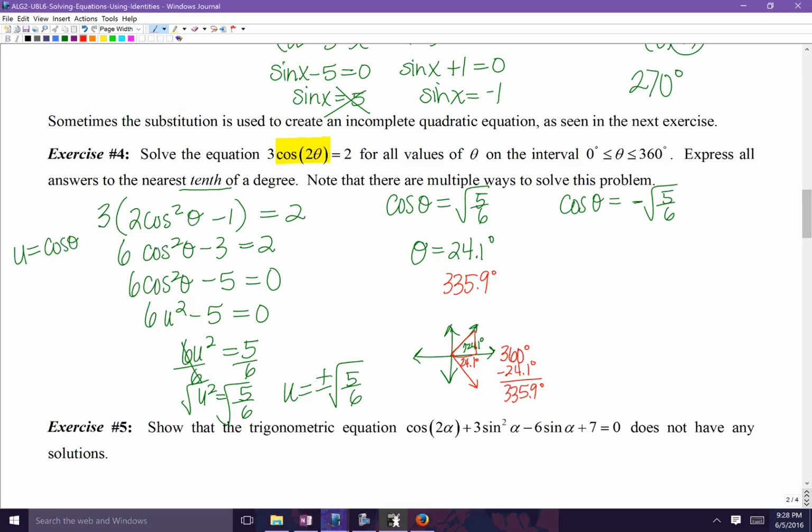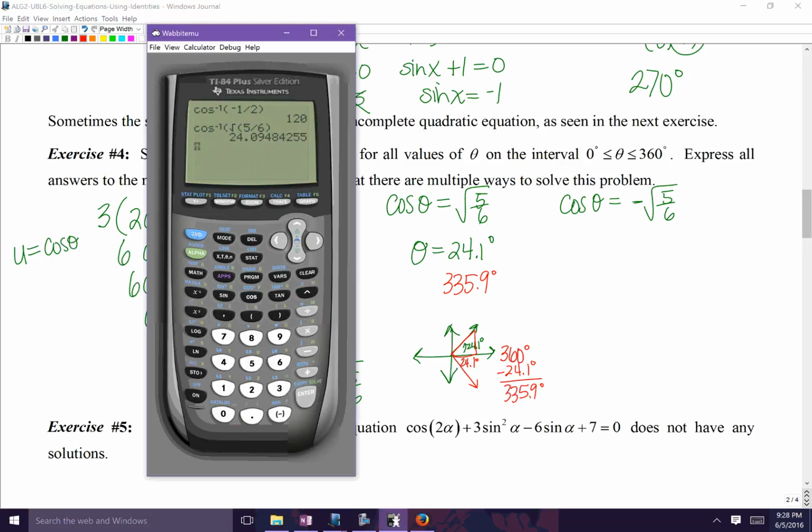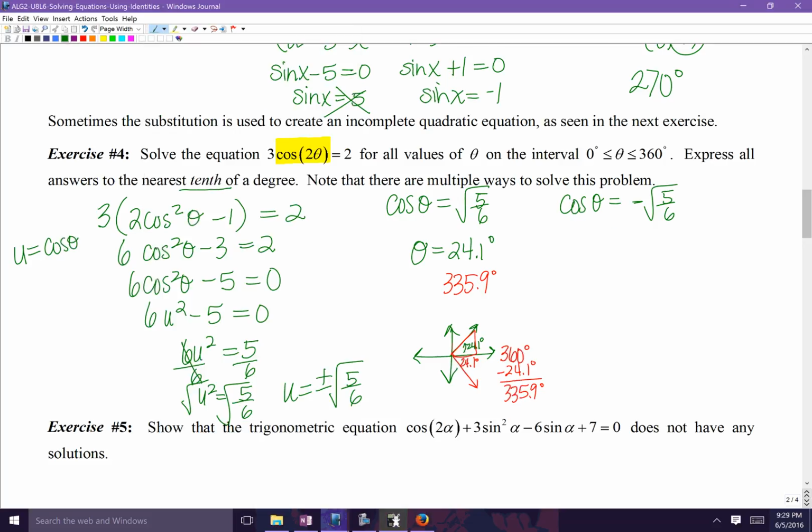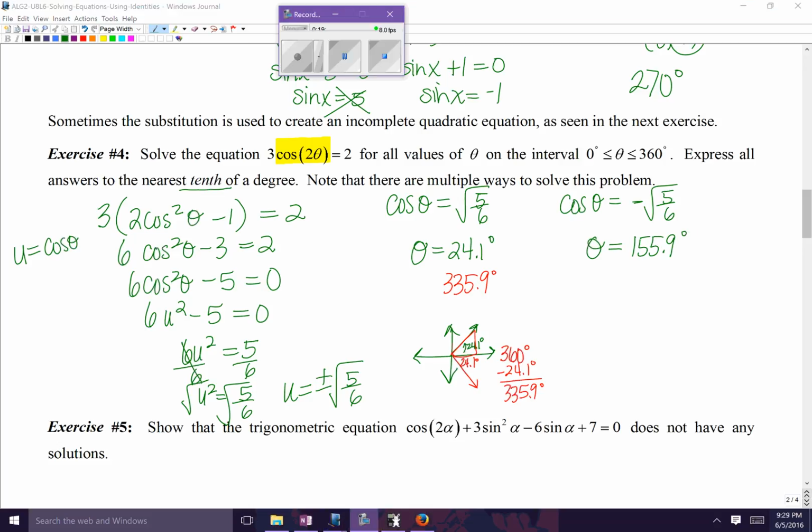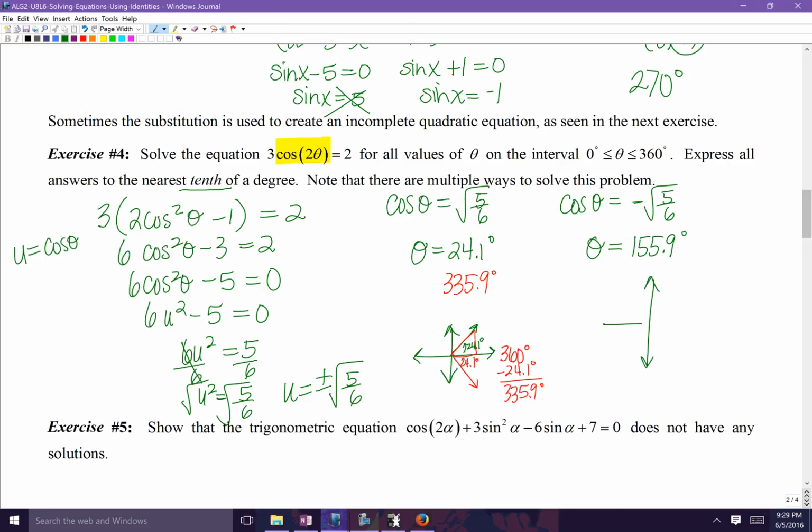Now we've got to look at the other value we obtained. So I come back to my calculator, inverse cosine of negative the square root of 5 divided by 6. And we get 155.905. So I'm going to go back to green. Theta equals 155.9 degrees. All right, so we know that there is another possibility. Okay, so draw another. So 155.9 is about right here somewhere.